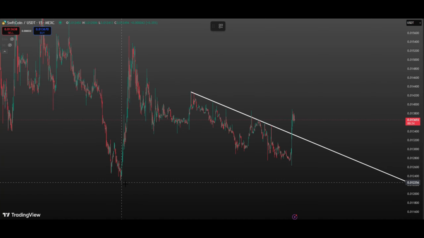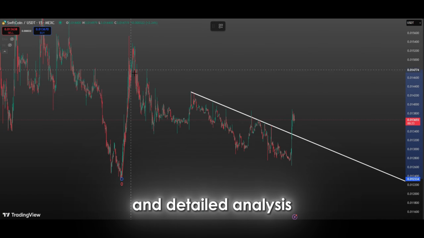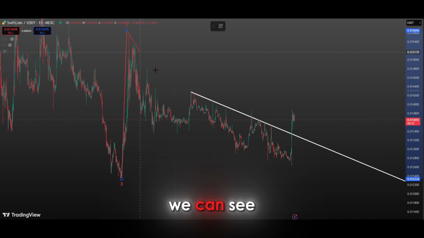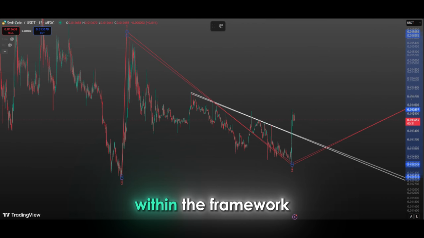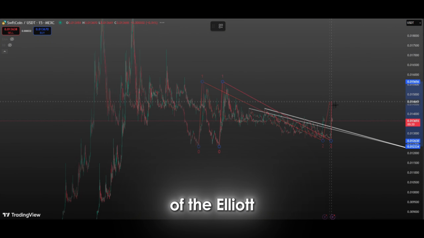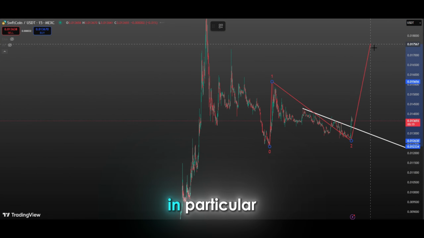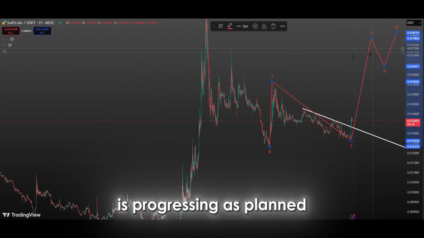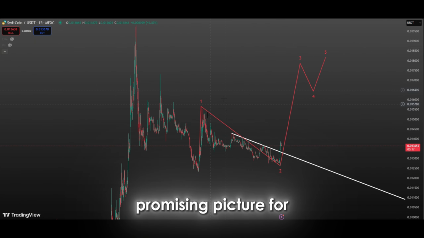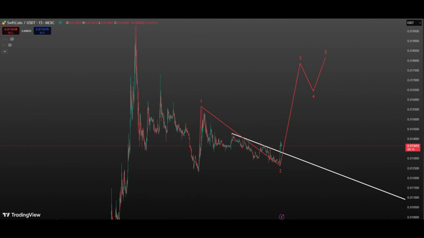Keep watching. When we examine the chart with great attention and detailed analysis, we can see that the current market structure presents a highly characteristic example within the framework of the basic rules of the Elliott wave theory. In particular, the completion of the first two waves shows that the process is progressing as planned, which paints a promising picture for the period ahead.